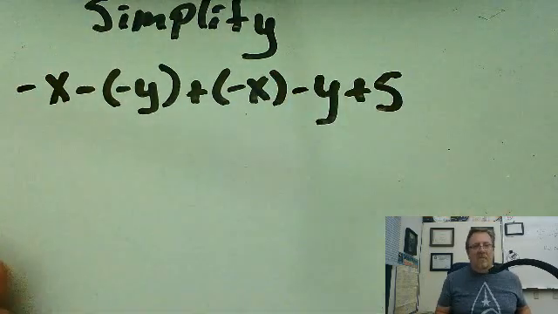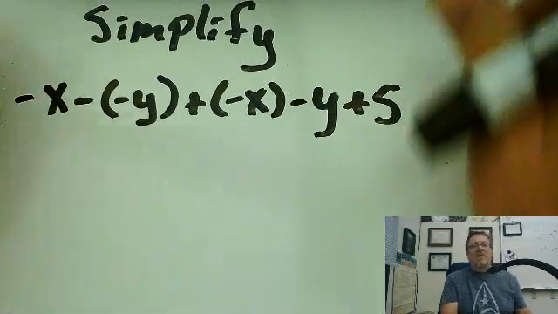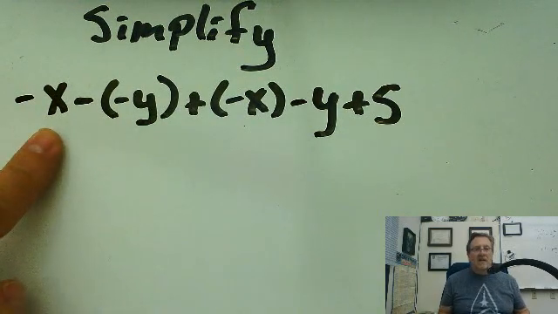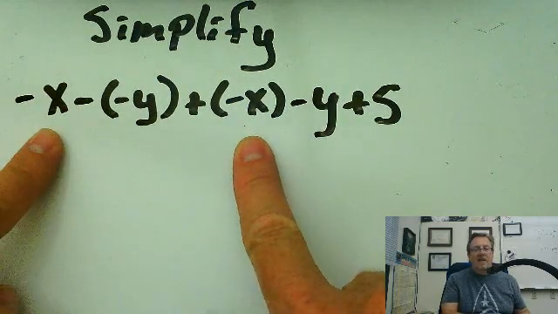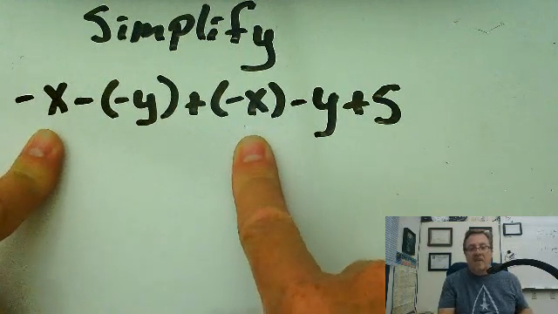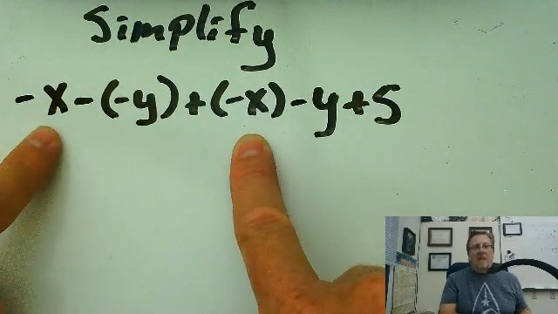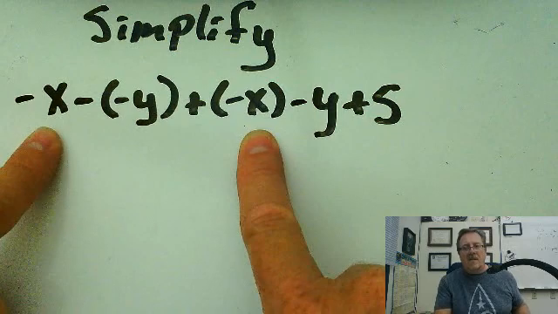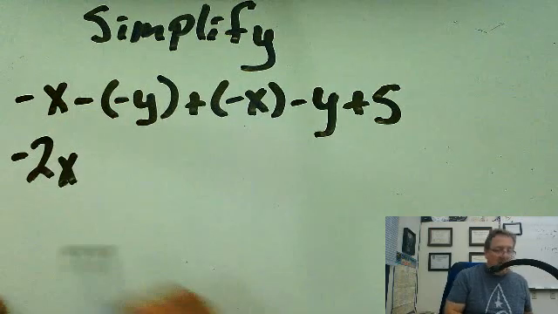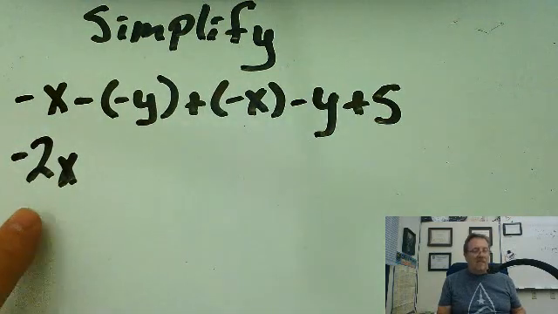To simplify, we try to find like terms. Like terms are terms that have the same variable raised to the same power. Here I see a negative x. Here I see another negative x. I can combine these because I know they're like terms. They're the same variable raised to the same power. So, if there's a negative x and there's a negative x, how many negative x's do you see? I see negative 2 x's. Negative x plus negative x is negative 2x.